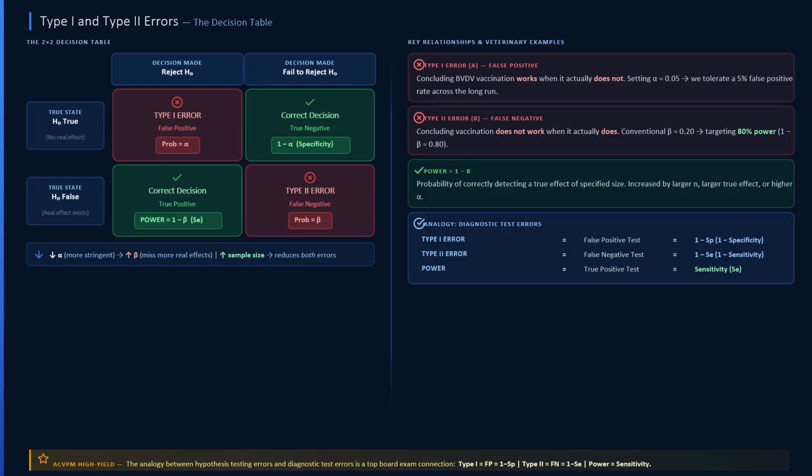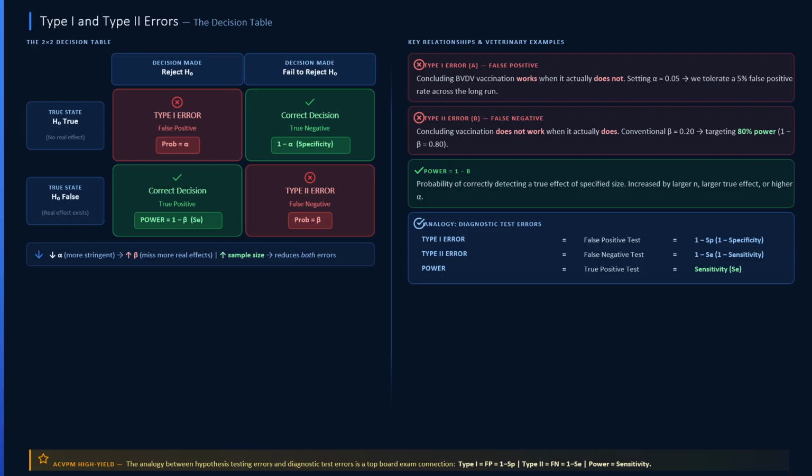Whenever we make a decision from data, we can be wrong in two different ways, and this 2x2 table lays them out cleanly. A type 1 error is a false positive. We conclude the BVDV vaccine works when it really doesn't. When we set alpha at 0.05, we're agreeing to accept a 5% false positive rate over the long run. A type 2 error is a false negative. We conclude the vaccine doesn't work when it actually does. And power, which is 1 minus beta, is our ability to correctly catch a real effect when it's there.